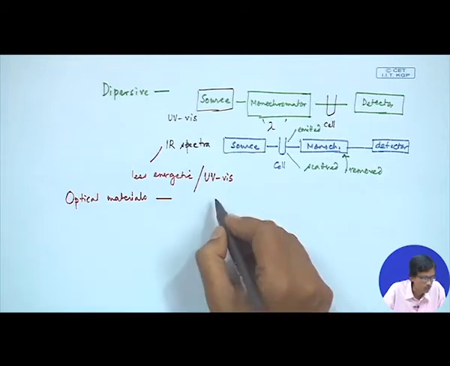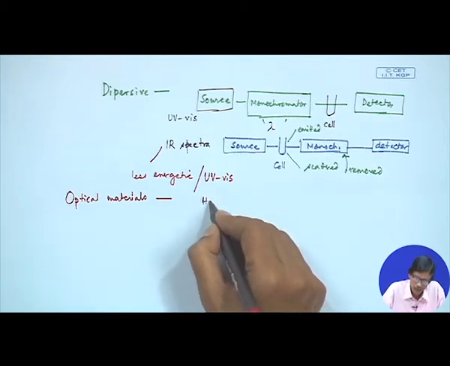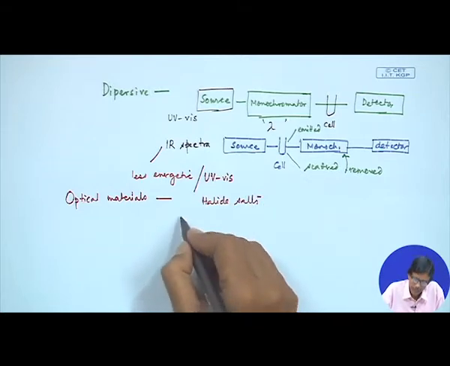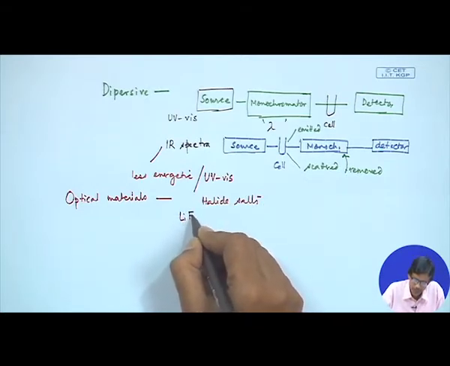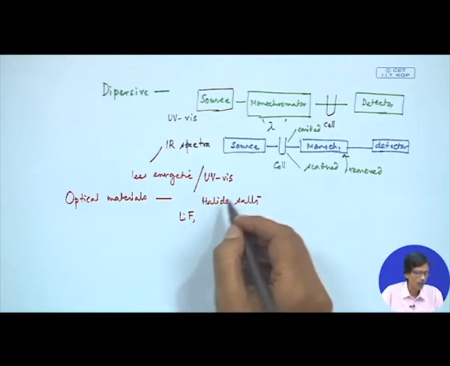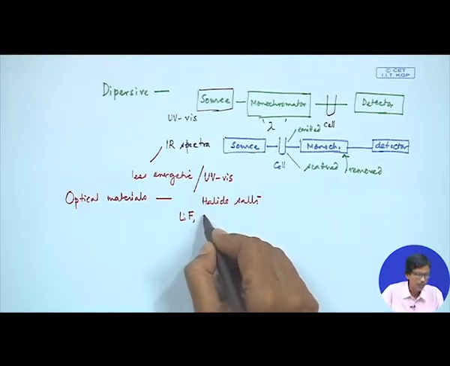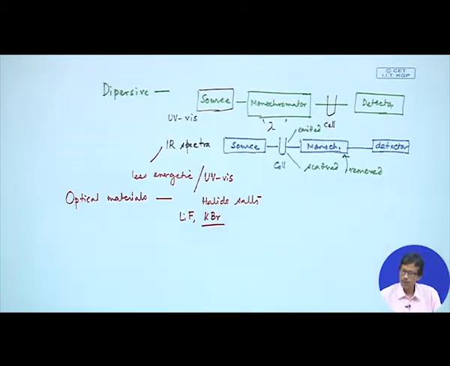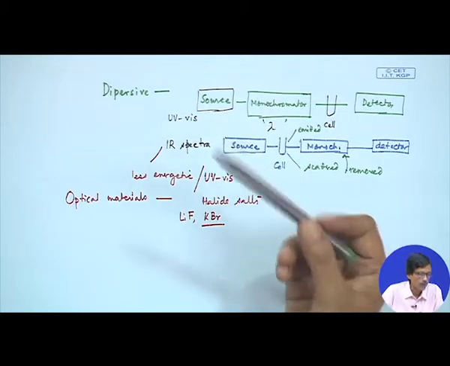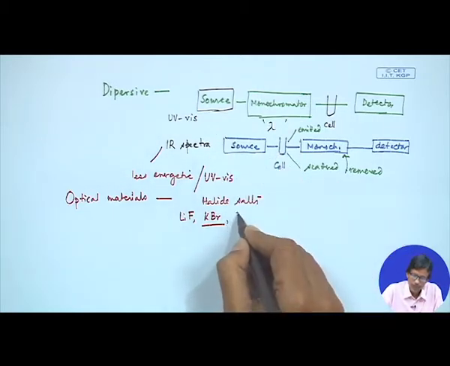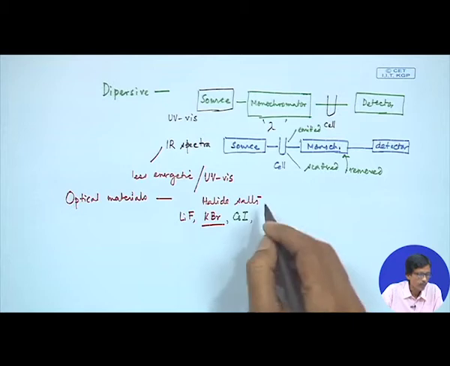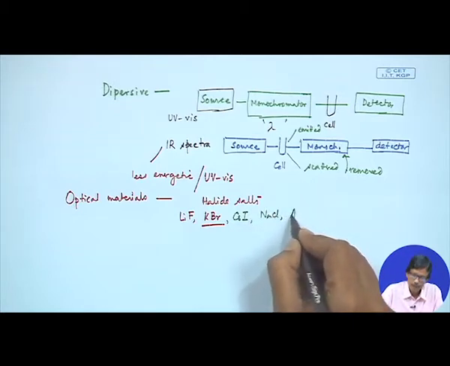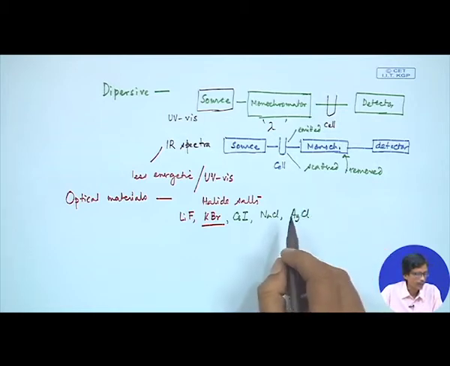what we can use, these are made up of different halide salts. It can be made up of lithium fluoride, it can be made up of potassium bromide, which is most commonly used because we call this the KBr optics what we can use. Then cesium iodide we can use, sodium chloride or silver chloride.